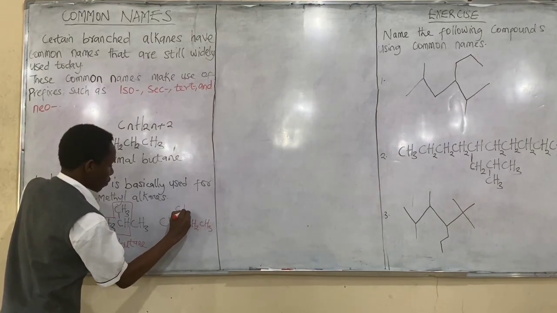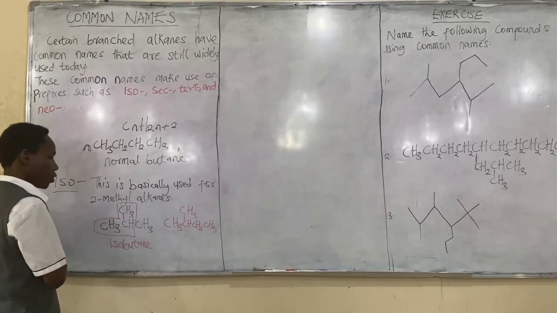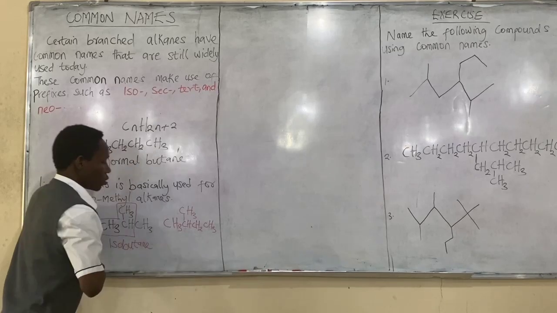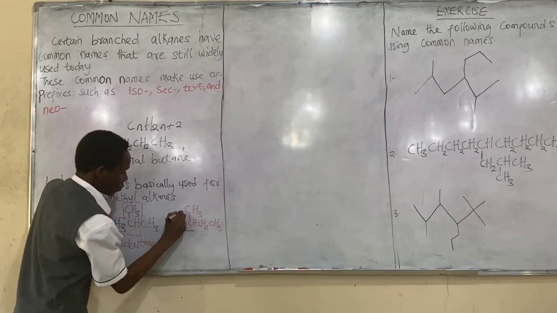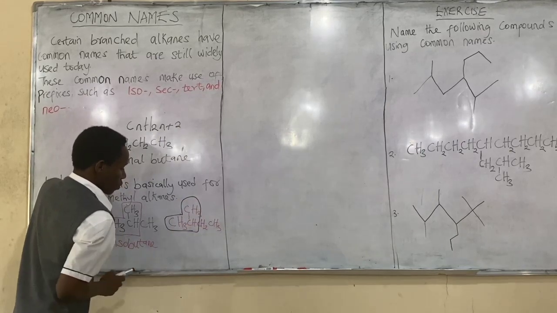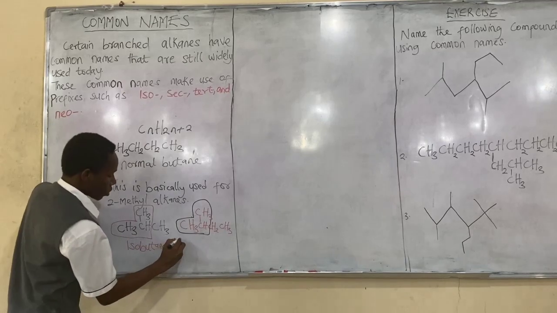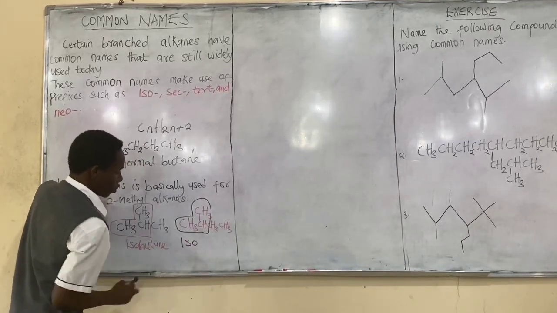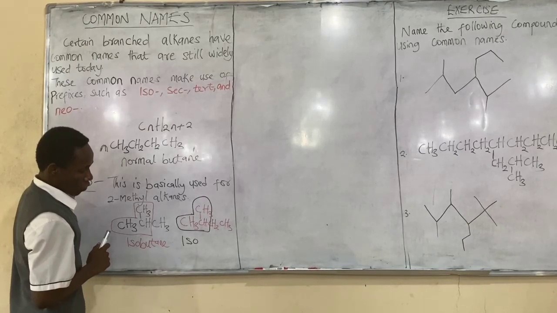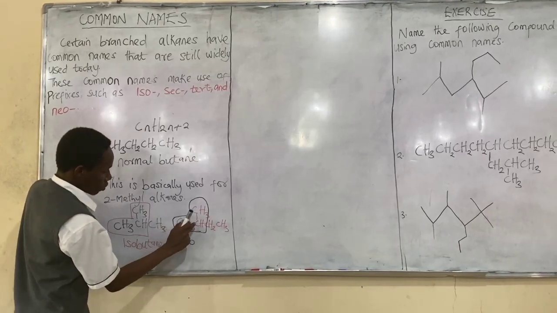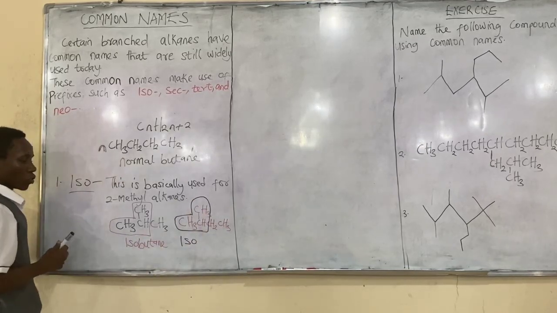Then we have this CH3. Alright. So this is also iso. Therefore, if we are naming this compound, we first of all bring out our iso. After bringing out iso, we count the number of carbons in this compound: 1, 2, 3, 4, 5. 5 stands for what? Pentane.